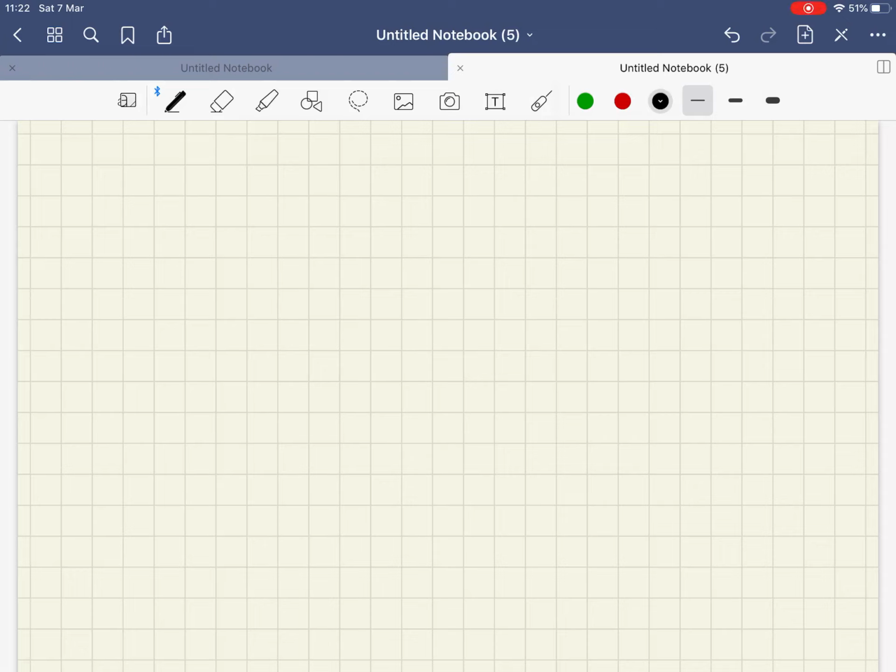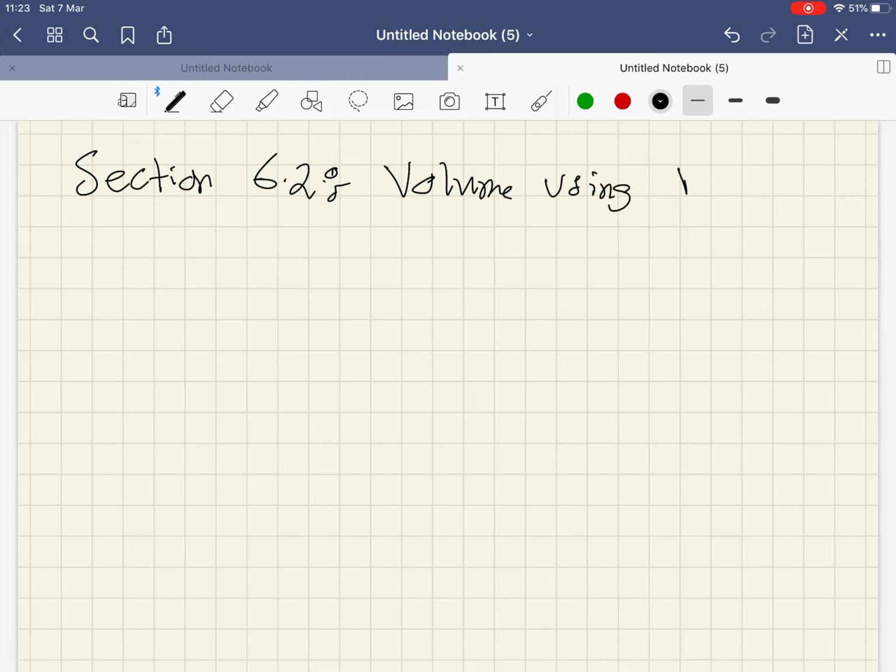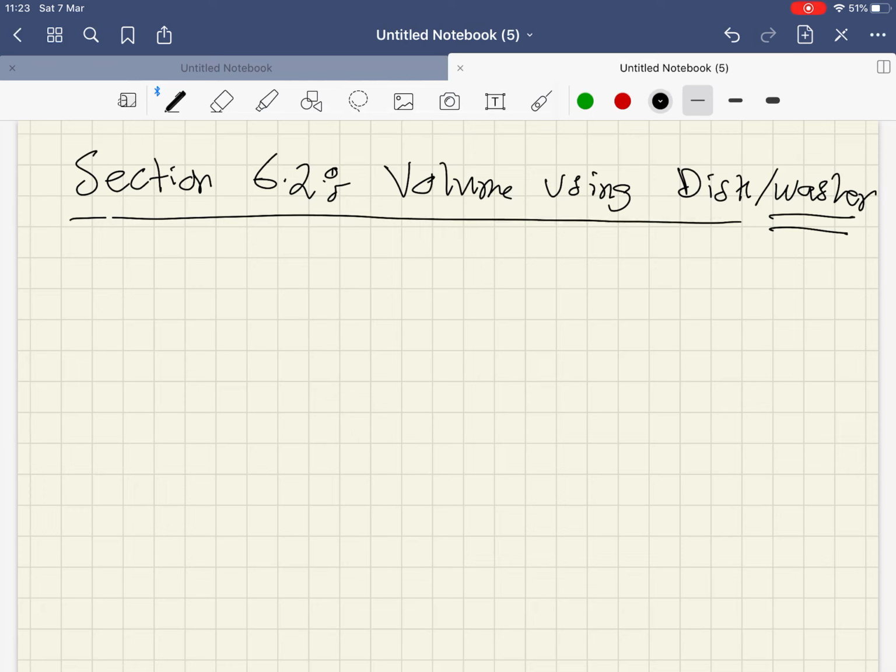Okay, we'll come back to section 6.2, which is the volume using disc or washer. In this section, I will concentrate on the idea of having a washer, and then you can easily generalize it to a disc. So let's see, what is this volume using disc or washer?